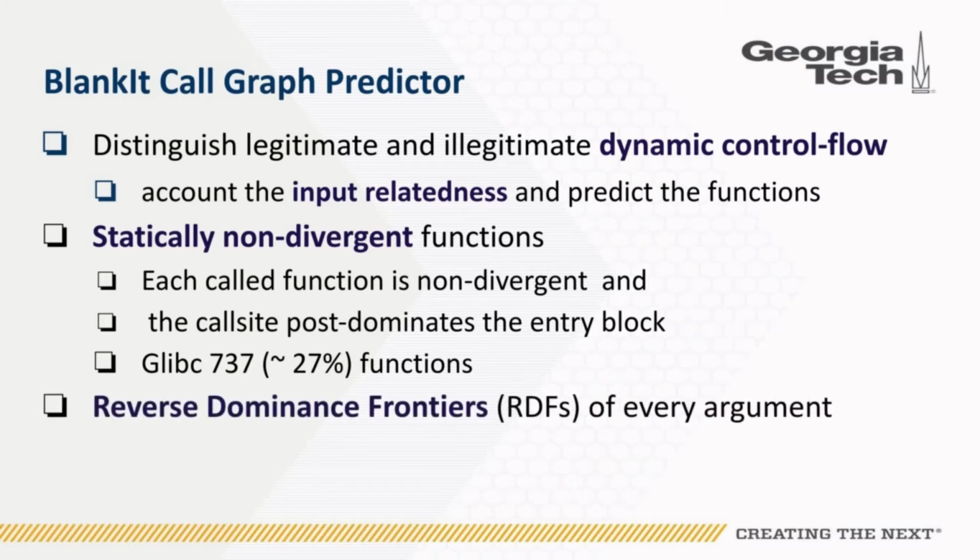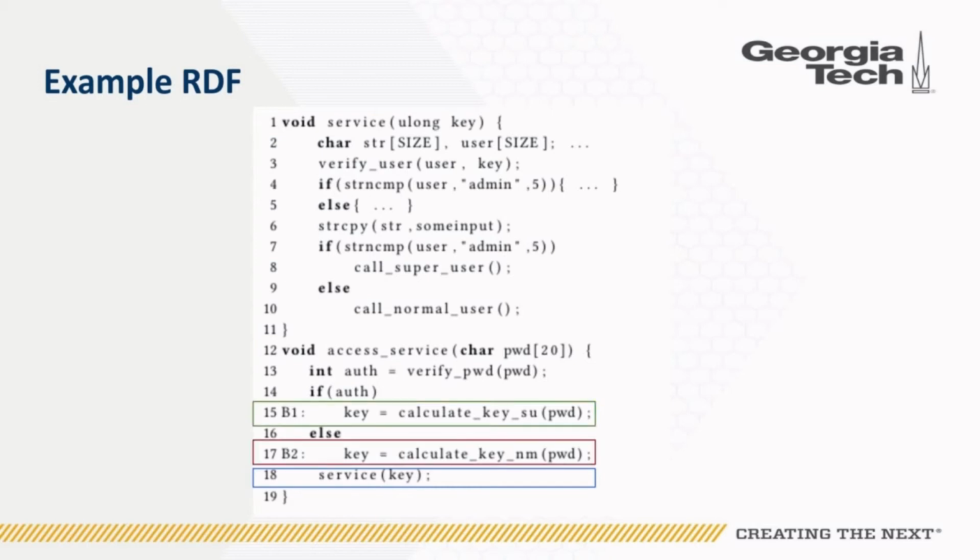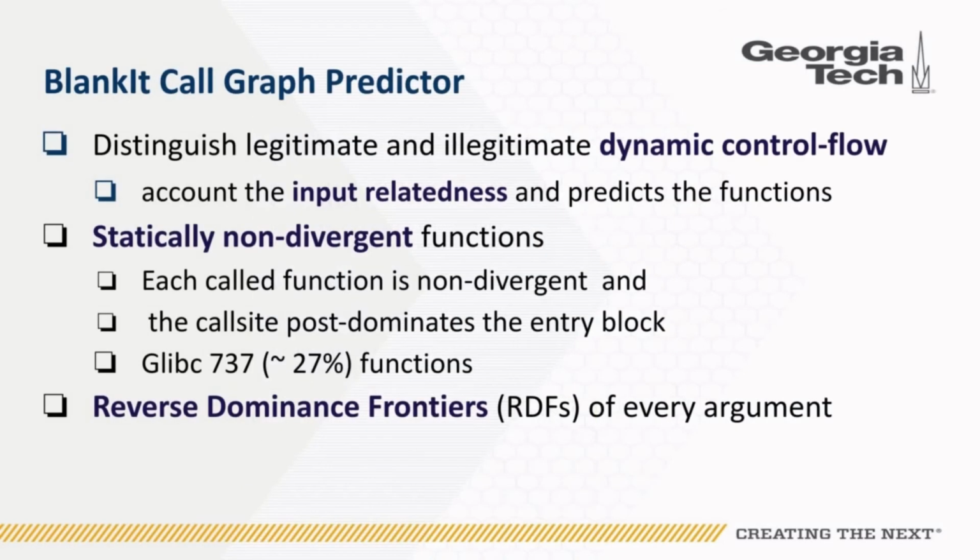For the divergent functions, we contend that the reverse dominance frontiers of the arguments passed to the function can decide the control flow within the callee. For example, in the previously shown privilege escalation attack, the input to function service on line 18 in access service has one argument, key, which is defined at RDFs B1 and B2. If B1 is executed, then key has admin access, and if B2 is executed, it does not.